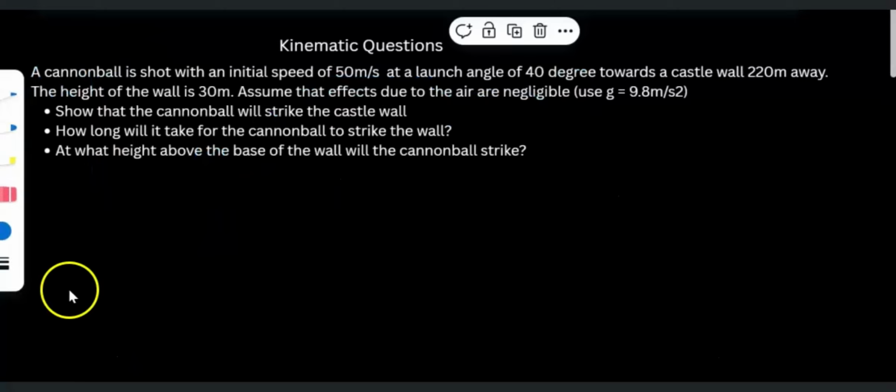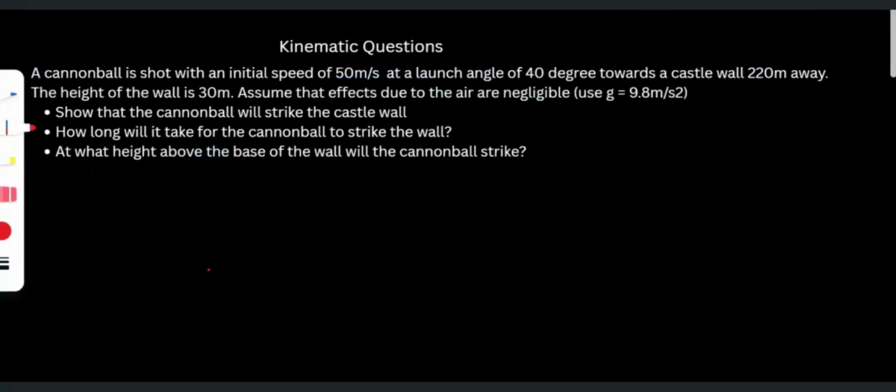All right. A cannonball is shot with an initial speed of 50 meters per second at a launch angle of 40 degrees towards the castle wall of 220 meters. The height of the wall is 30 meters. Assuming that effects due to the air are negligible, use g equals 9.8 meters per second squared. So the first one says, show that the cannonball will strike the castle wall.